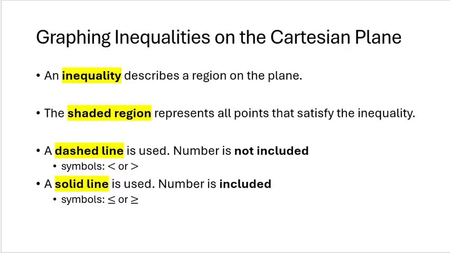So, graphing inequalities on the Cartesian plane. Just remember this is related to graphing, okay? It's not like what you did previously, but it's pretty much the same skills, just a bit extra, okay? So it just describes a section or a region on the plane. The shaded region represents all points that satisfy the inequality, okay? Really important. Now, when you draw a dashed line or dotted line, it's based on these two symbols here.